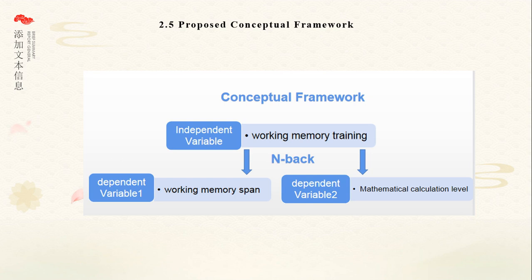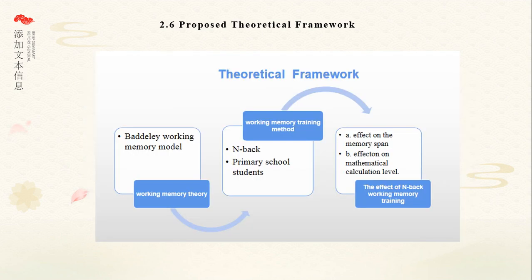Then I propose the conceptual framework. This is the IV, working memory training, and below are 2 DVs. First DV is working memory span, and the second DV is mathematical conclusion level. For the effect, I use NBAC to confirm if the IV can influence the 2 DVs. And this is the theoretical framework.